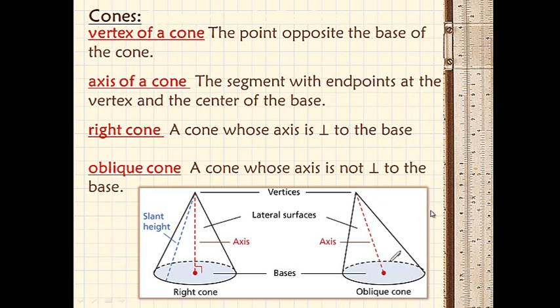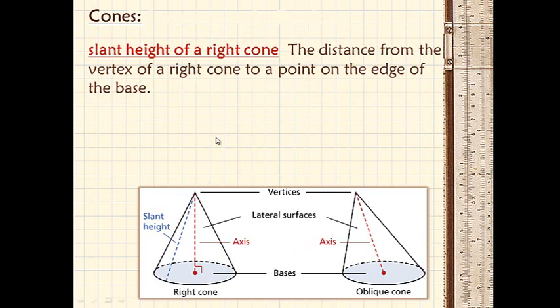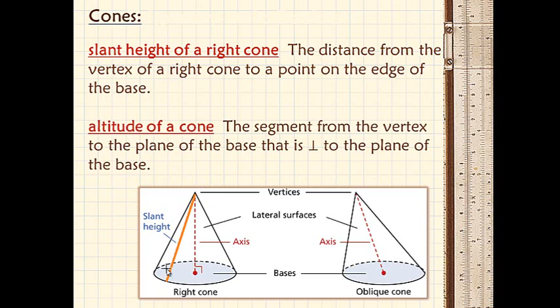So you can tell it looks like it's slanted here, where the right cone is perpendicular, straight up from the base. The slant height of a right cone is the distance from the vertex to the point on the edge of the base. Just like in a pyramid, it runs along the lateral surface of the cone from the vertex to the edge. The altitude of a cone is the segment from the vertex that's perpendicular to the plane that includes the base. So in this case, from the vertex straight down perpendicular to the circular base would be our altitude. It's also what we call the height of the cone.